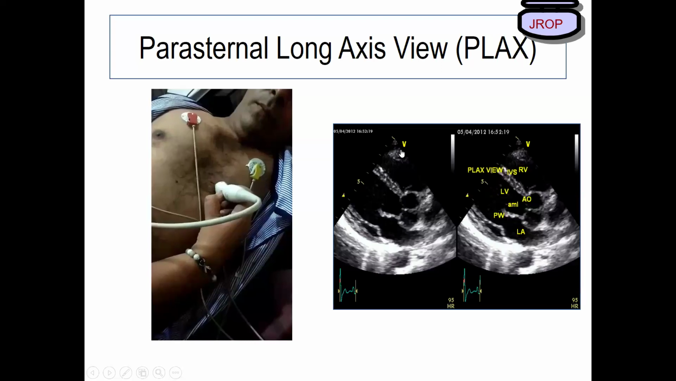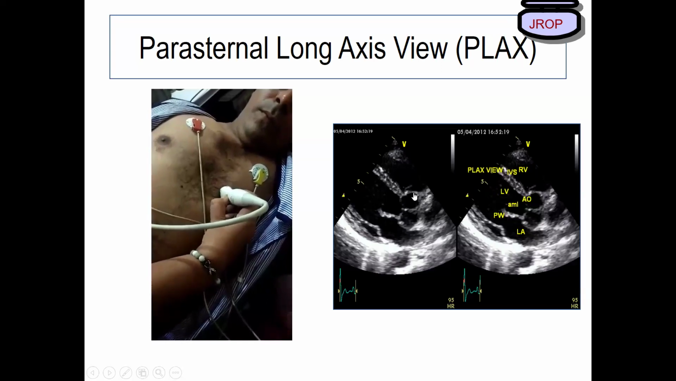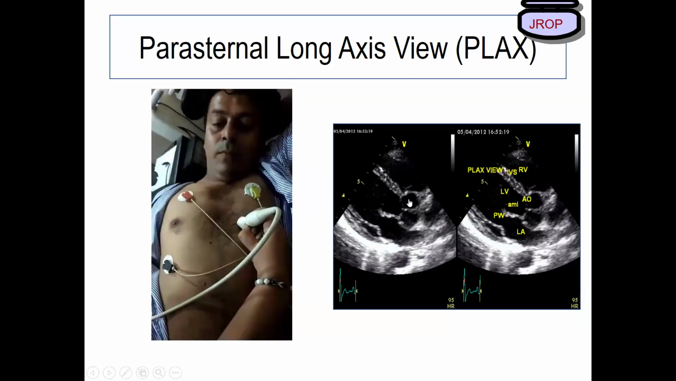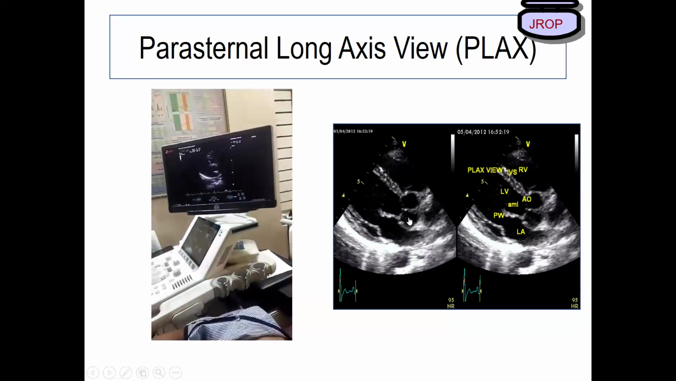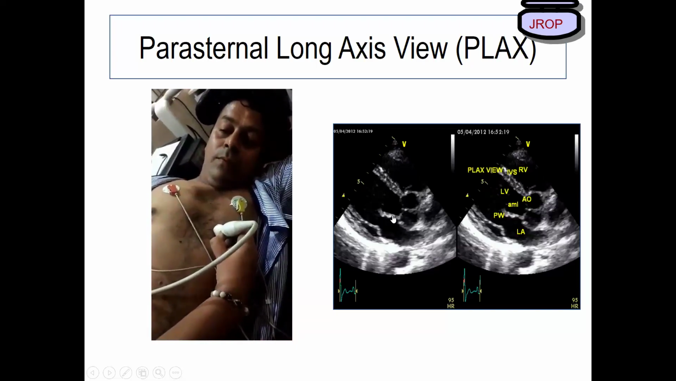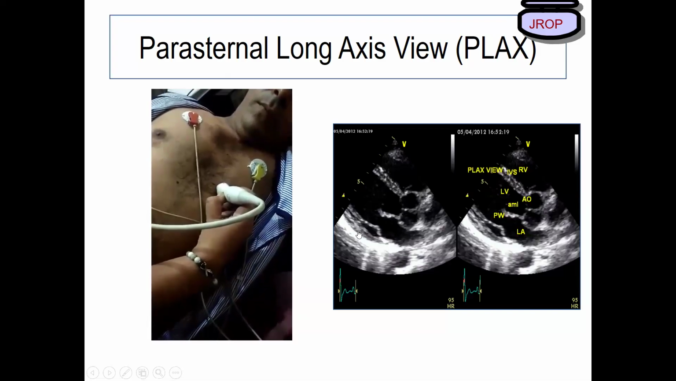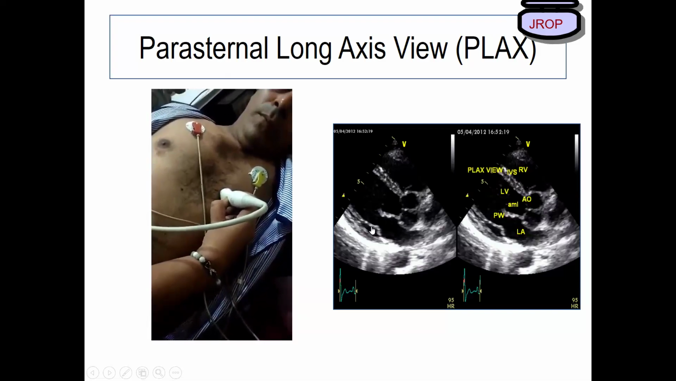So what we get is RV free wall, RV, anterior aortic root, posterior aortic root, right coronary cusp, non-coronary cusp, interventricular septum, posterior aortic root in continuation with AML, LA free wall in continuation with posterior wall and mitral valve.